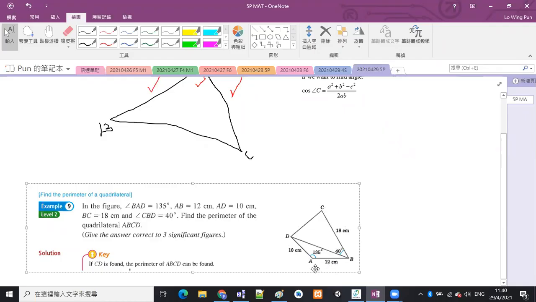Perimeter 即係周界. So we need to add all the lengths together: AB, BC, CD, and DA. Okay, but among the 4 lengths, 3 of them are already given. So what we really need to find is the length of CD. Then we may find the answer.